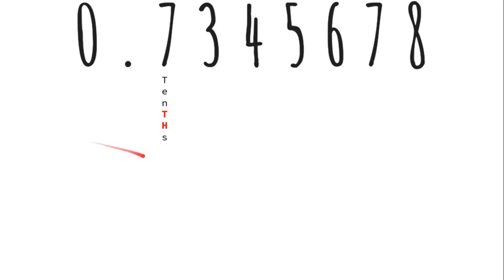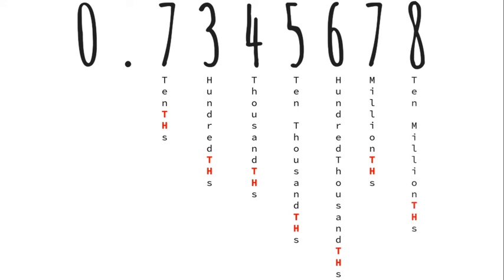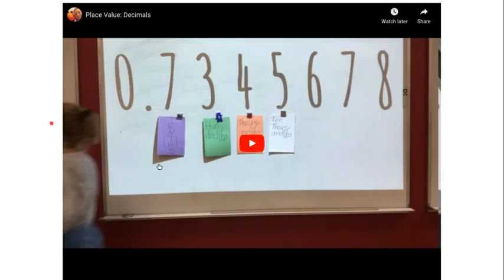Well, instead of starting way over here like we do for whole numbers, we're actually going to start over here closest to our decimal point. It'll help us keep track of what number we're looking at. So 7 is in the tenths place, then the hundredths, then the thousandths, then the 10,000ths, then the 100,000ths, then the 7 millionths, then the 8 10 millionths. Don't forget those THs.